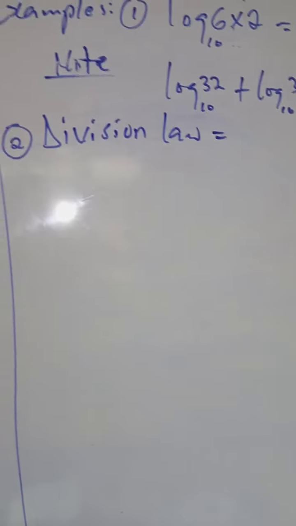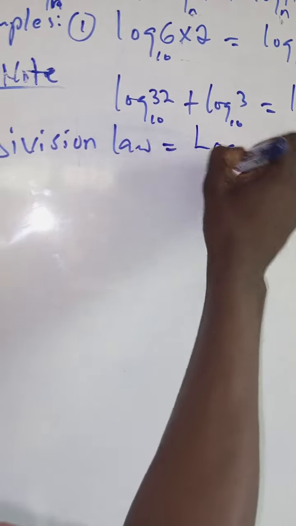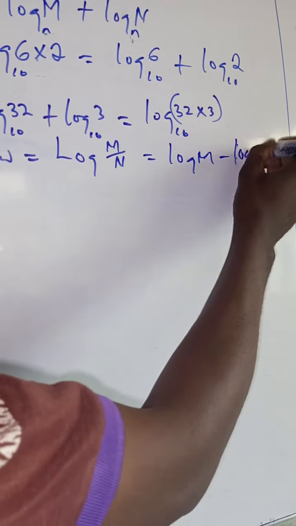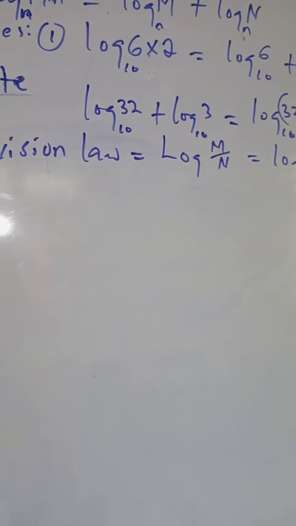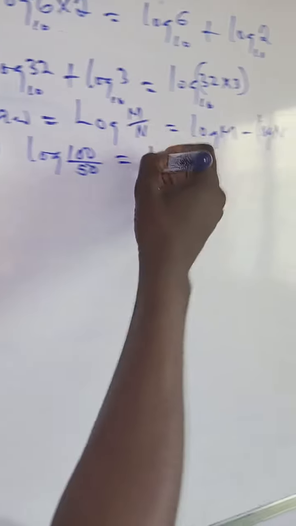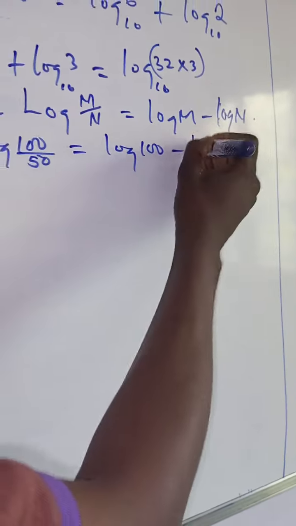Rule 2 is called the division law. This division law says that log m divided by n, so division will be subtraction, will be log m minus log n. So this is what we have. Let me give an example. Under it, I have, let me say, log 100 divided by 50, which will be log 100 minus log 50.